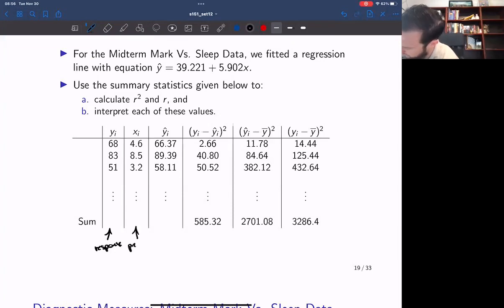Here is the predictor. And here is the expected value.